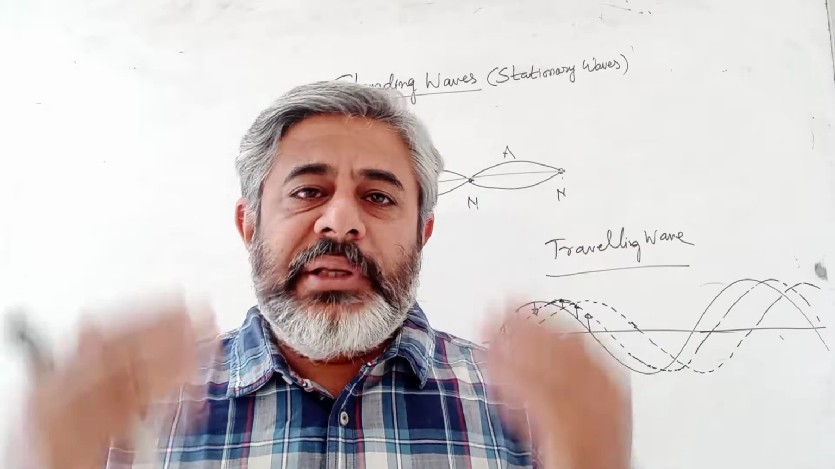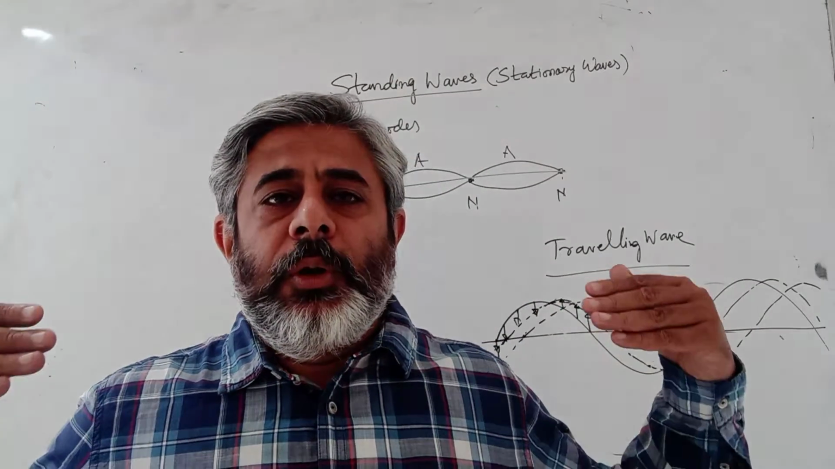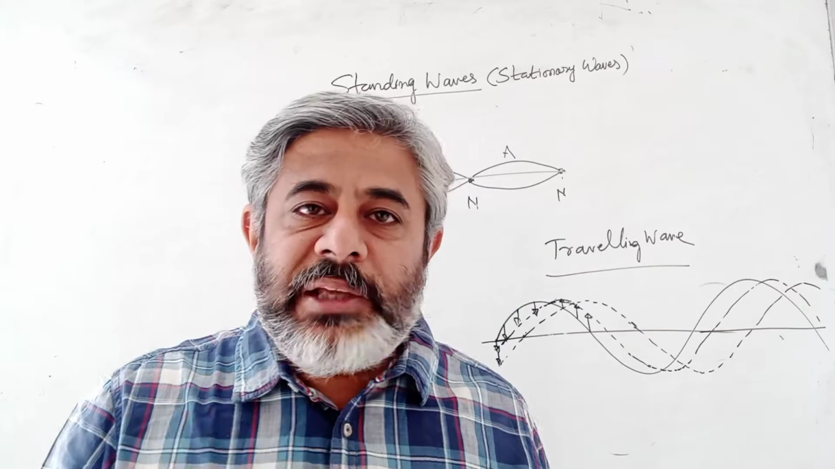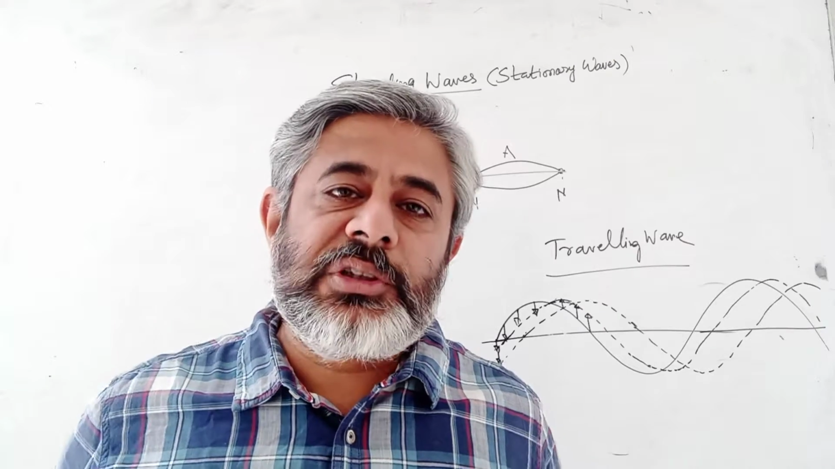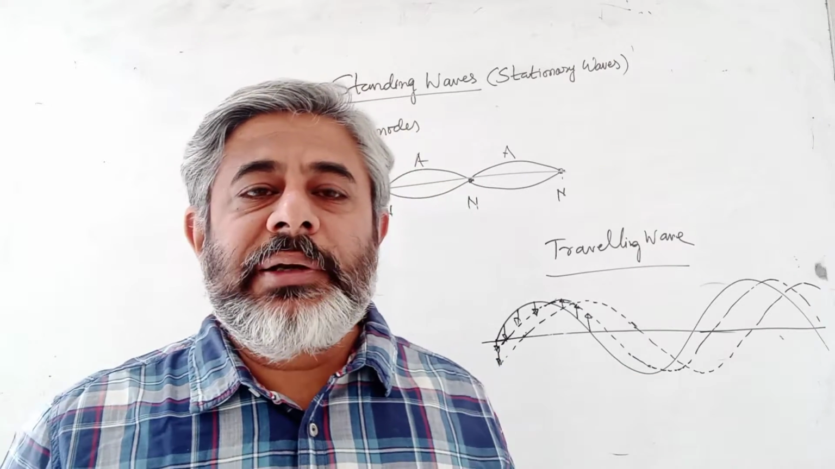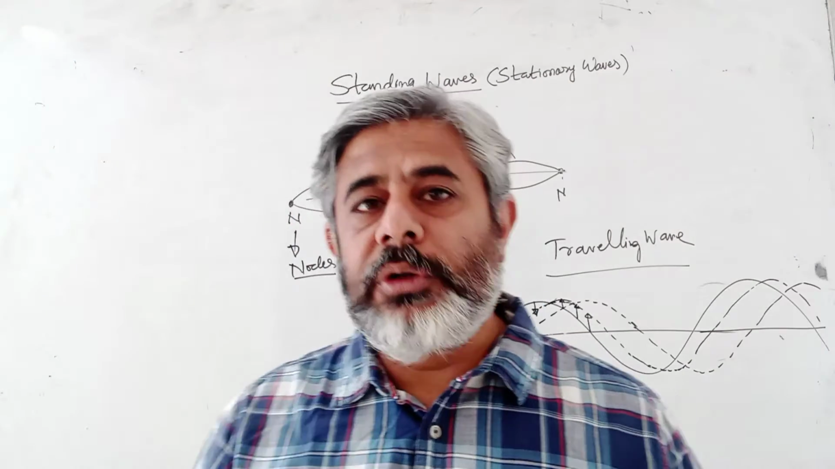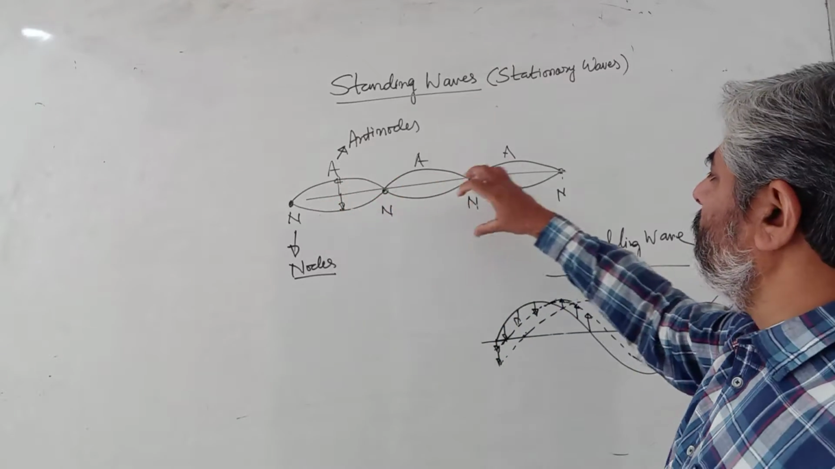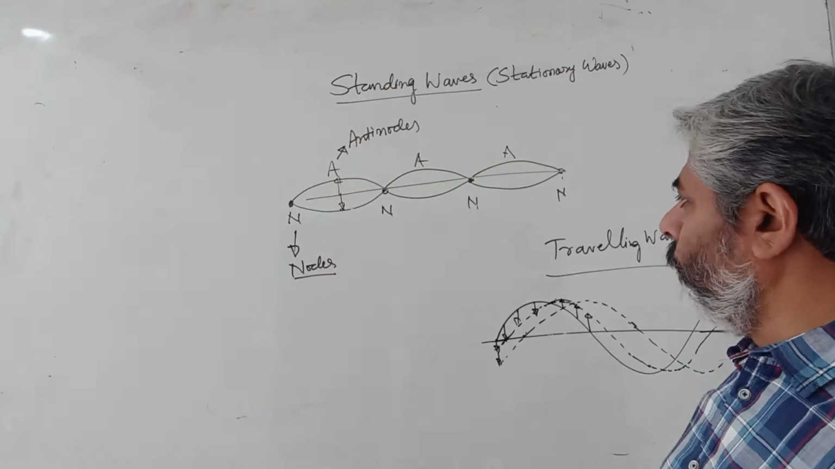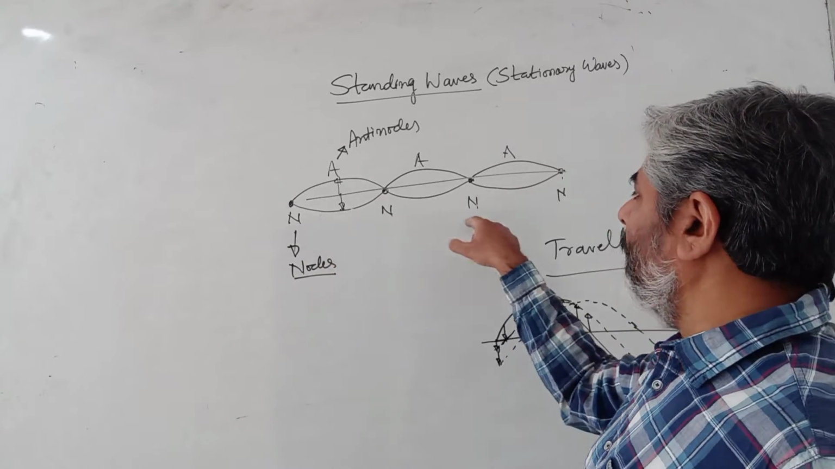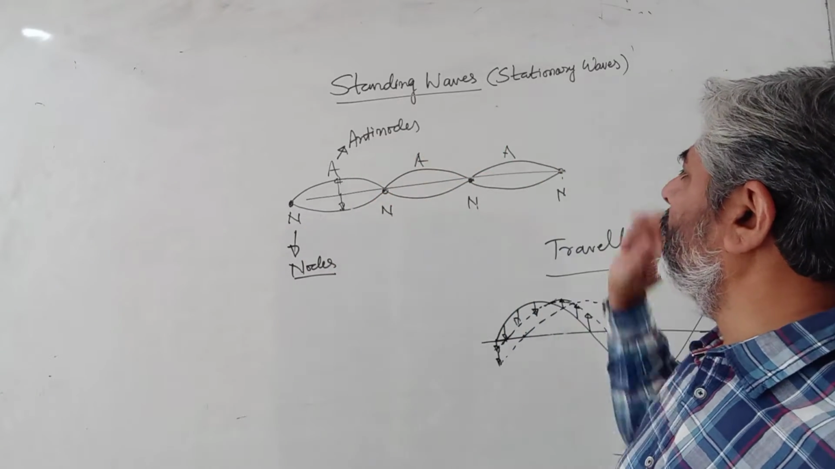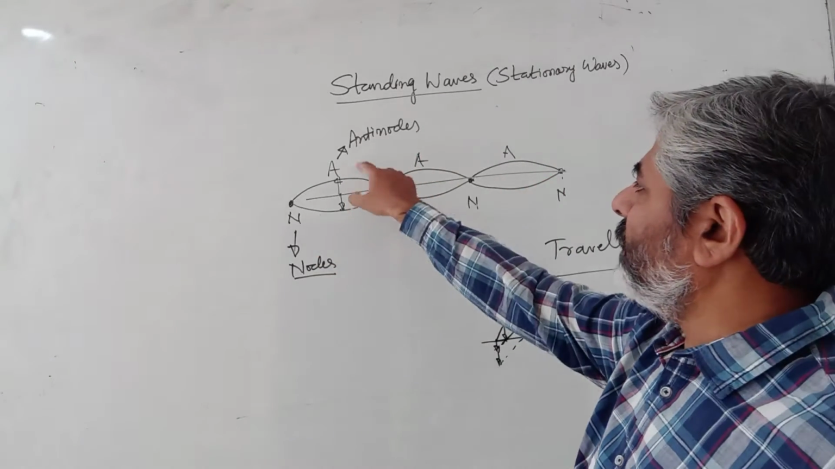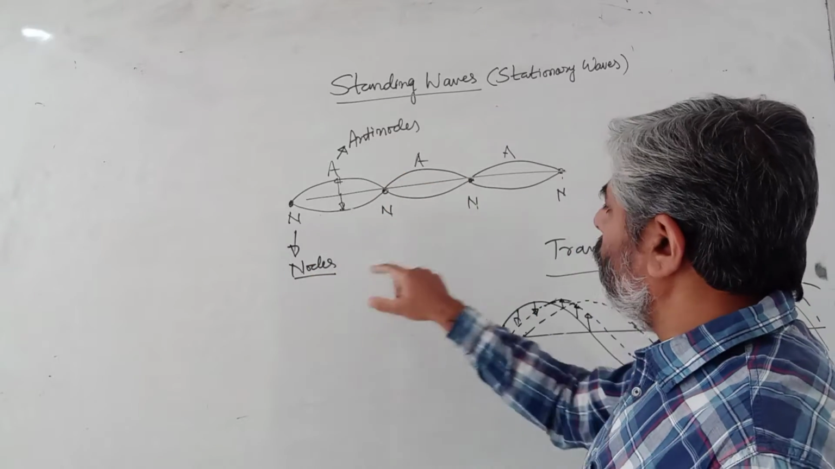Now just imagine what happens when two waves traveling in opposite directions meet. The result is very surprising, and that result is nothing but your stationary wave or the standing wave. So let us look at the two figures one by one which I have drawn on the board. In the first figure, you can see there are three segments, as if three loops, and certain points I have marked as N and certain points as A. There are 4 N's and 3 A's in this figure. These A's I am calling antinodes and these N's I am calling nodes.